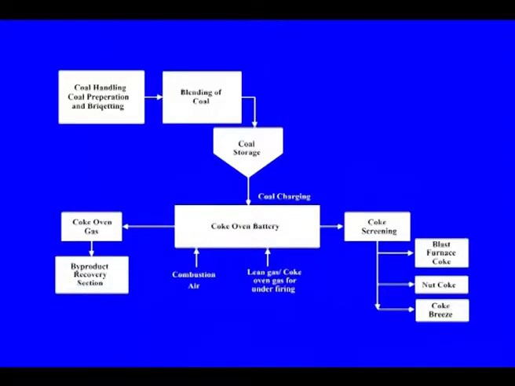These are the various steps involved: coal handling, coal preparation, briquetting, blending of the coal, coal storage, and from the coal storage it goes to the coke oven batteries. One of the requirements in a coke oven plant is air, which goes to the coke oven battery. Then coke screening, blast furnace coke, nut coke or coke breeze. These are some of the different qualities of coke that you get from the coke oven plant.